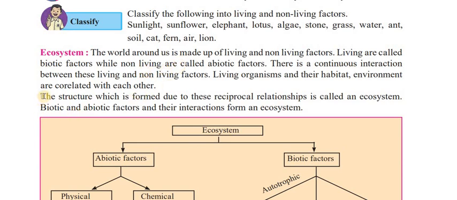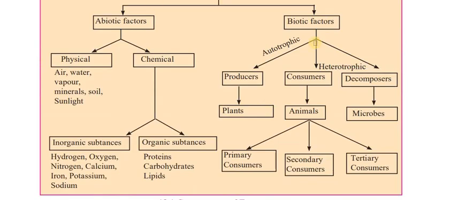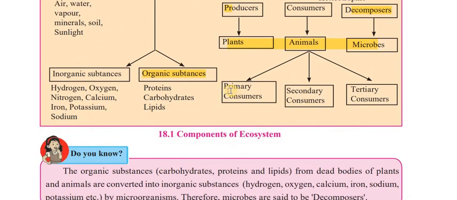Okay, firstly give here the definition of ecosystem. The structure which is formed due to the reciprocal relationship between biotic, abiotic and decomposer, biotic, abiotic and decomposer, is known as ecosystem. Remember this chart also. Biotic factor: producer, consumer, decomposer. Here plant, animal, microbes, primary consumer, secondary consumer and tertiary consumer.